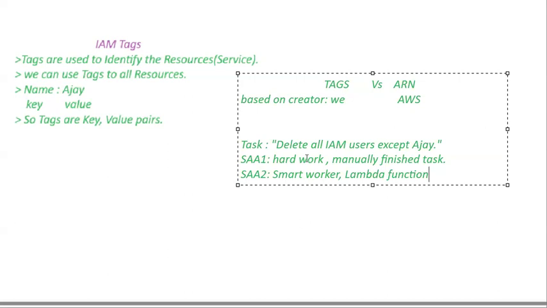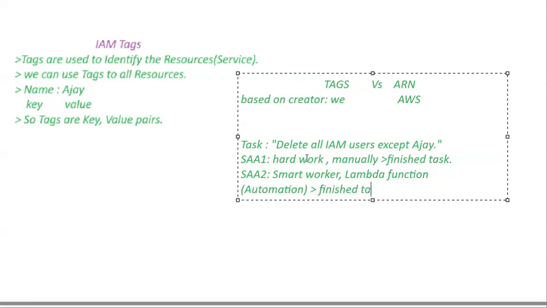That Python code automatically deletes whatever IAM users are present in my account where the username is not Ajay. He put the condition that if the IAM user name is not Ajay, then delete that IAM user. Like that, he picked each and every IAM user in my account and deleted every user in an automated way. So he did task automation, using a Lambda function to finish the task with less time and less effort.